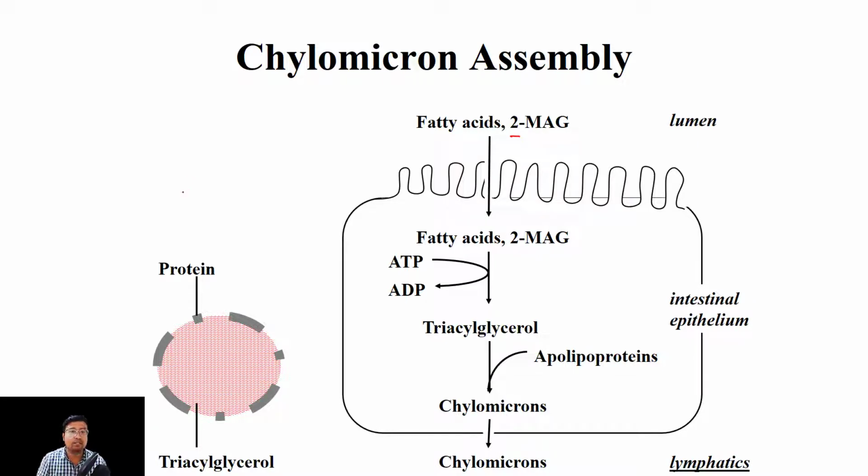These are the intestinal luminal cells. So they get in, and with the help of ATP they get converted to TG or triacylglycerol, and to that TG apolipoproteins are added. What are the apolipoproteins? B48, C and E. Okay, and thus chylomicrons are produced. Again, if you look into the structure of chylomicron, it is a huge structure, very less dense, a huge amount of lipid in the core and a very small thin coating of protein, right? And the chylomicrons are absorbed from the basolateral side into the lymphatic system.